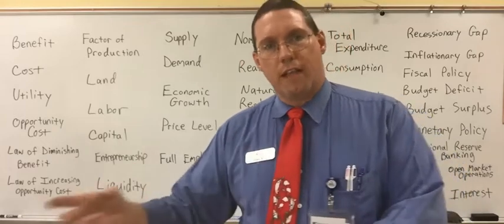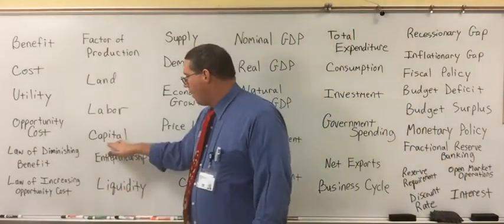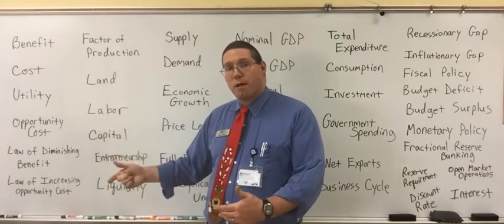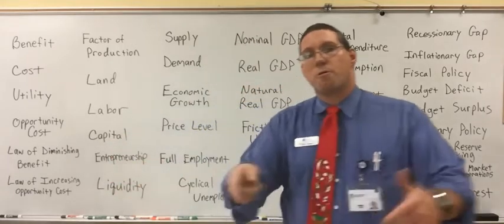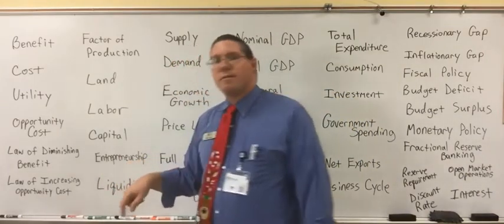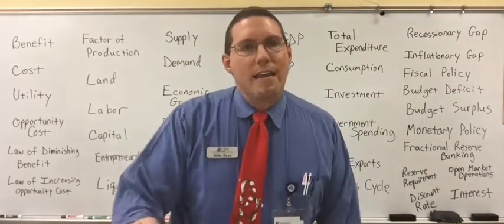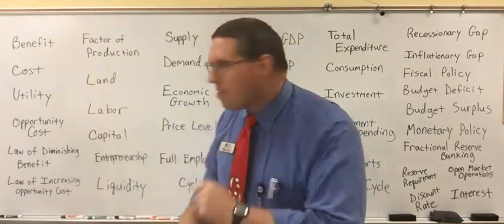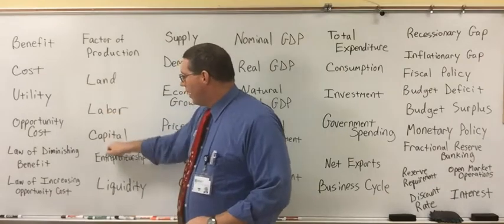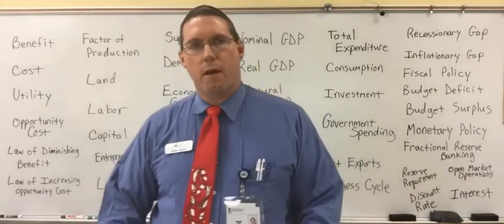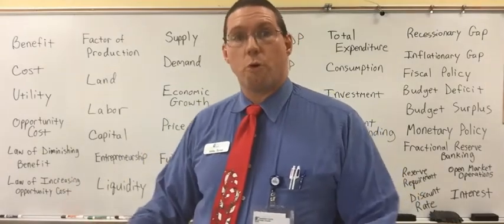And the result of land and labor is now capital. And capital is a produced resource that is then used to produce more resources. Okay? Entrepreneurship is the creative force that brings together land, labor, and capital to produce goods and services to sell or use.